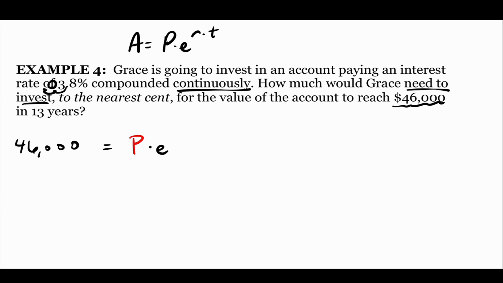E is not a variable, so we don't plug anything in for E. I know rate though, right? Rate 0.038 and then times 13 years.